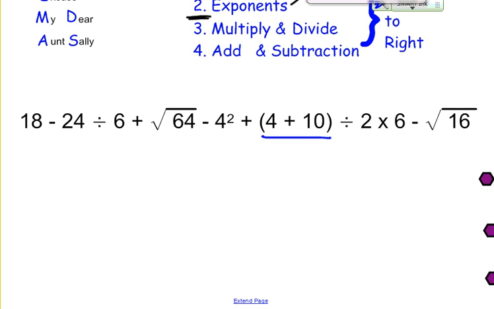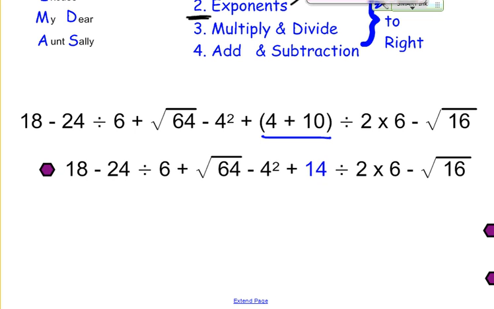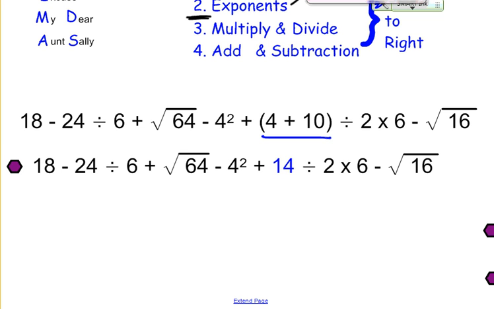So here are our parentheses, and within our parentheses it says 4 plus 10. And of course, you can do that in your head. That gives us an answer of 14. And so really our equation now looks like this. The parentheses have been replaced by the answer of 14.